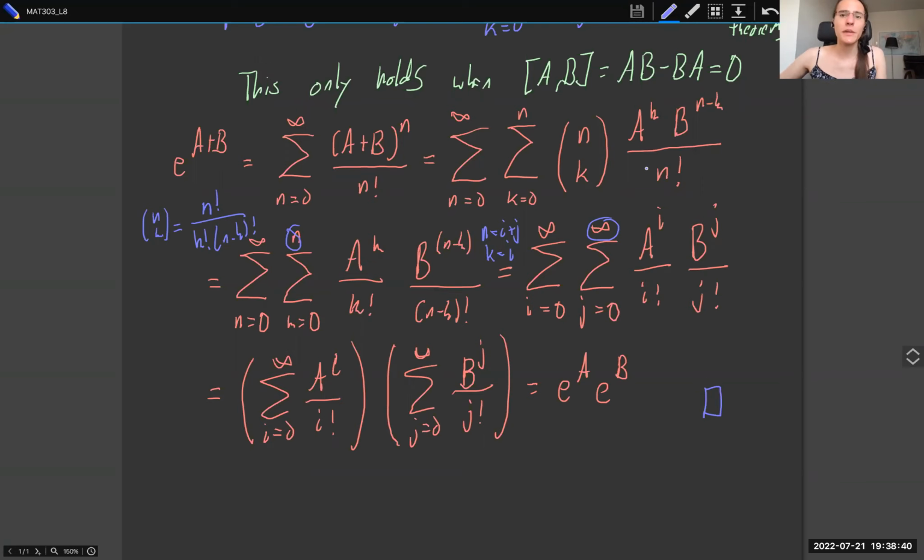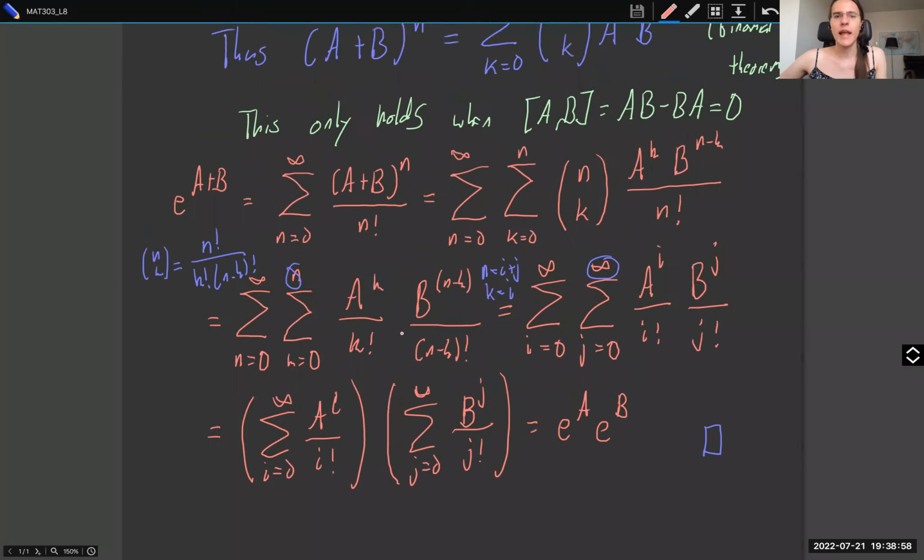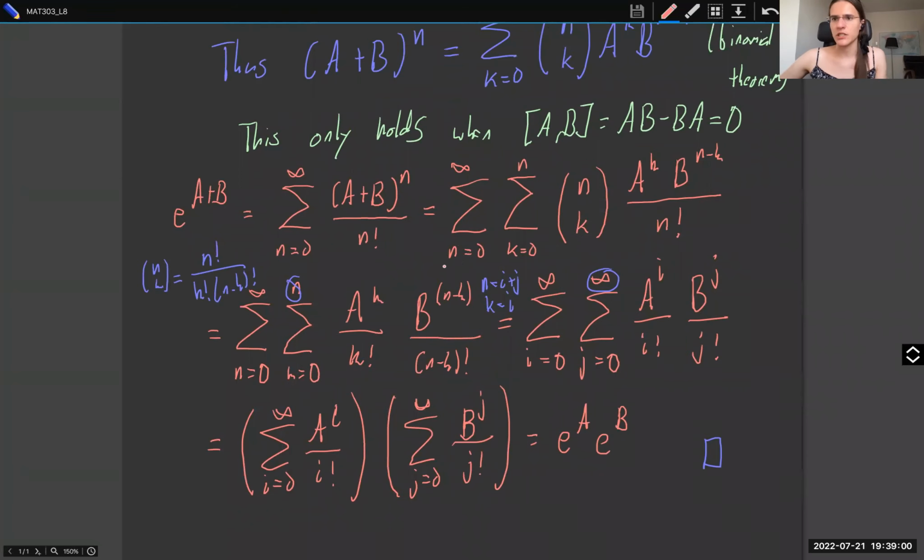So using the binomial theorem, which only holds because they're commutative, and then doing a very clever rearrangement and reindexing, we're able to write it as a product of two exponentials. So this proof is non-examinable. I'm not going to actually test your ability to reproduce this proof. But anyway, that's how it works, and this is part of the course material as it usually stands.